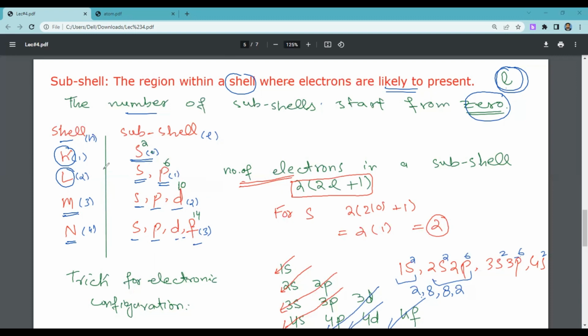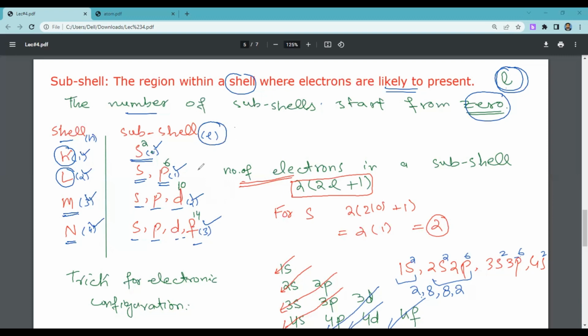If I talk about the numbering of shells, K has its n value 1, L 2, M 3, and N 4. Similarly, S has 0 l value, P has 1 l value, D has 2 l value, and F has 3 l value.